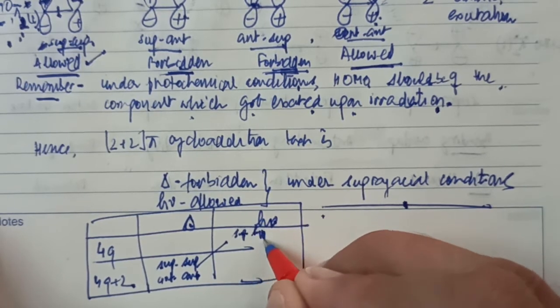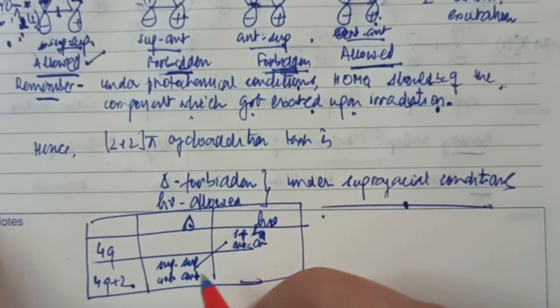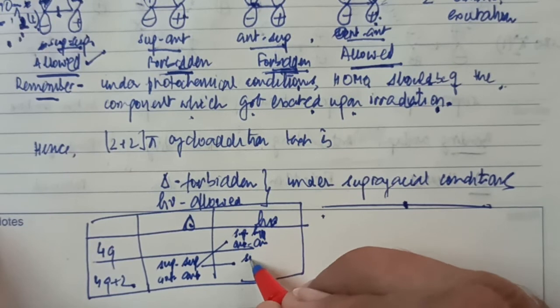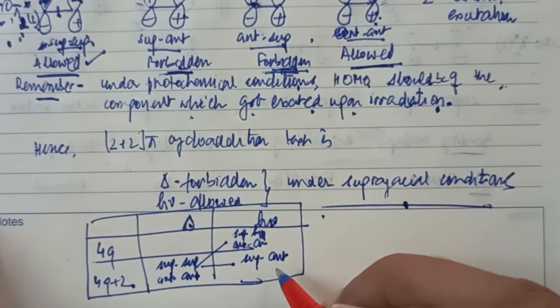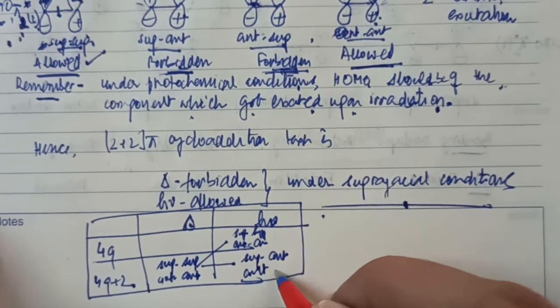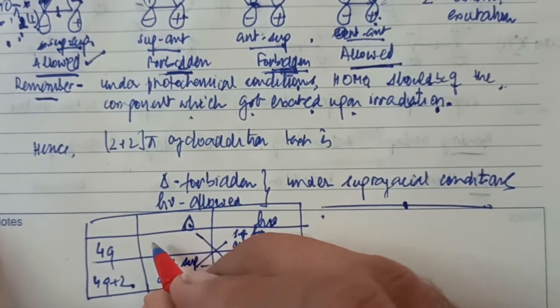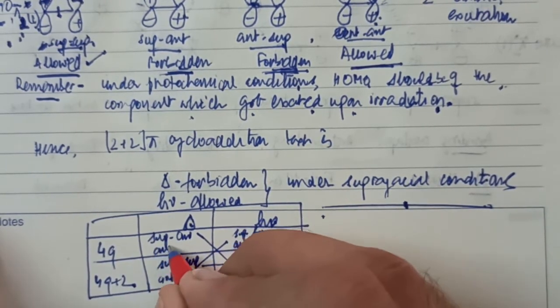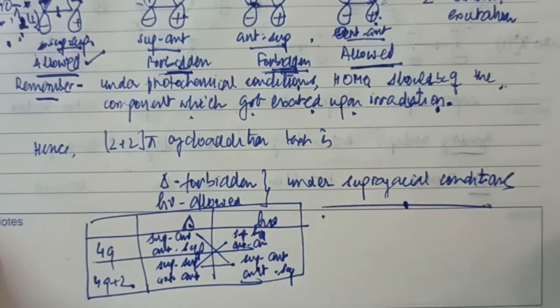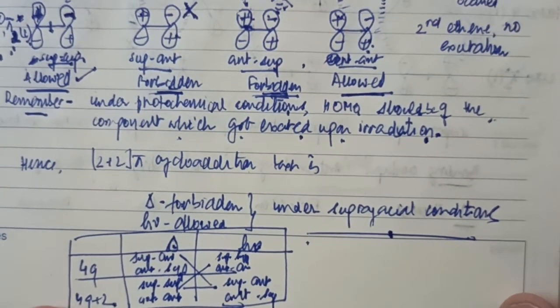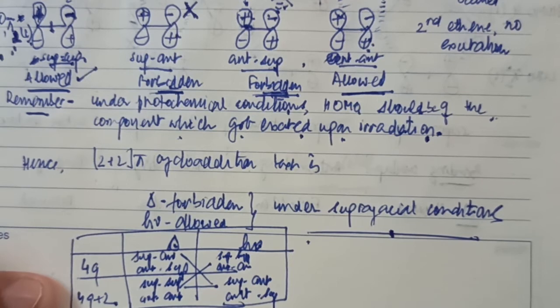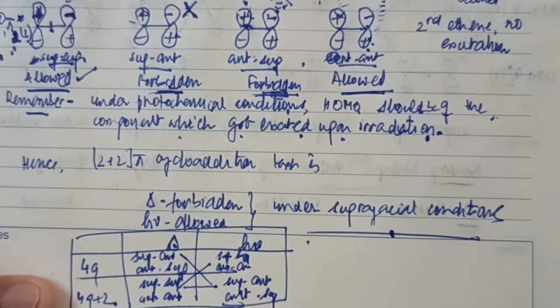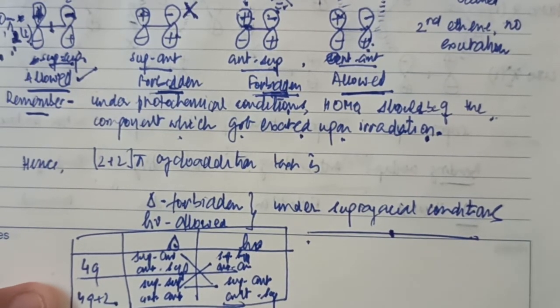Supra, antara. Adjacent will be different. So this will be supra, antara, or antara, supra. Again, the diagonal will be the same. So it is supra-antara and antara-supra. See, the result which we got here absolutely matches the result we got in the OCD approach, the result we could predict with the help of the selection rules.